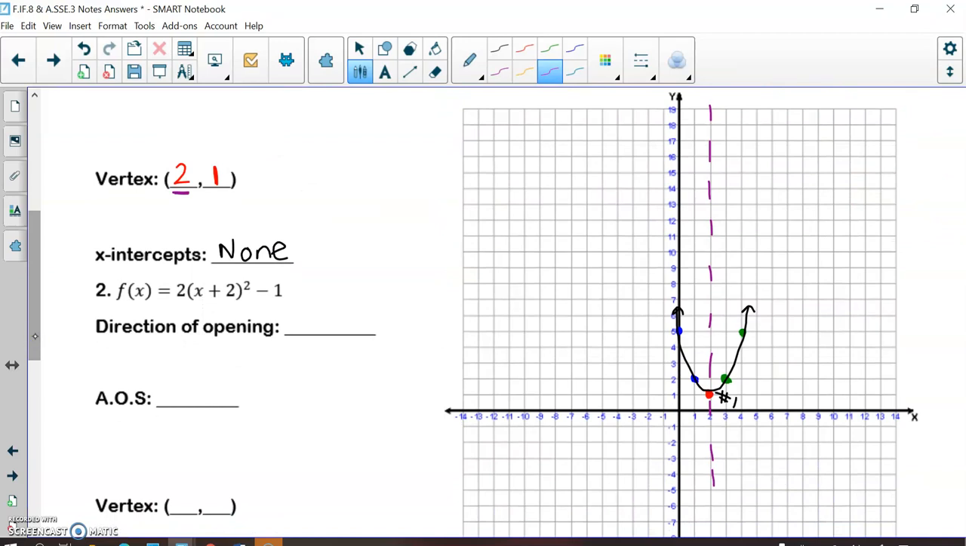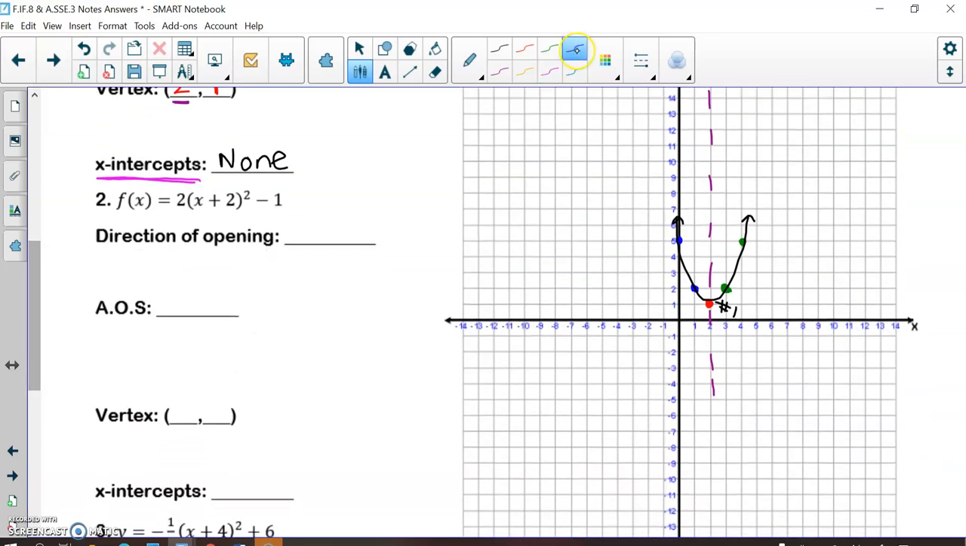We don't write no real number solutions. We just write none because we're asking, where does it cross the x-axis? Well, it doesn't. So there are no x-intercepts. All right, looking at number 2, same thing.